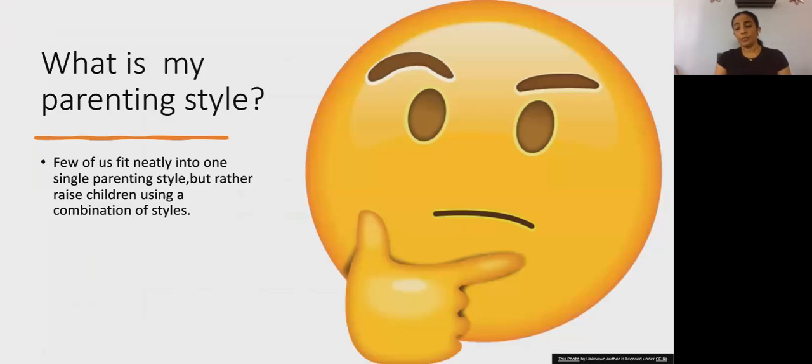Authoritative parents create a positive relationship with their kids, and they enforce rules. Authoritarian parents focus on obedience, punishment over discipline. Permissive parents don't enforce rules. They'll say kids will be kids. Uninvolved parents provide little guidance, nurturing, and attention to their kids. Now, after exploring different types of parenting, we learned that few of us fit neatly into one single parenting style, but rather raise children using a combination of styles.